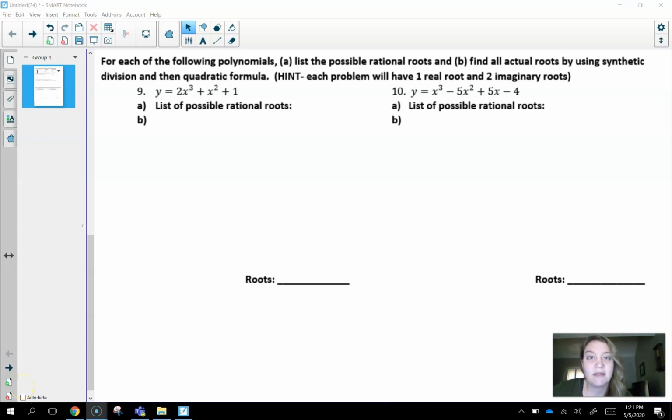Hey guys, a lot of you have had a lot of questions about number 9 and 10 on the homework this week. So I'm going to help you with number 9 and then leave number 10 up to you. So you can see I have number 9 and 10 up here.